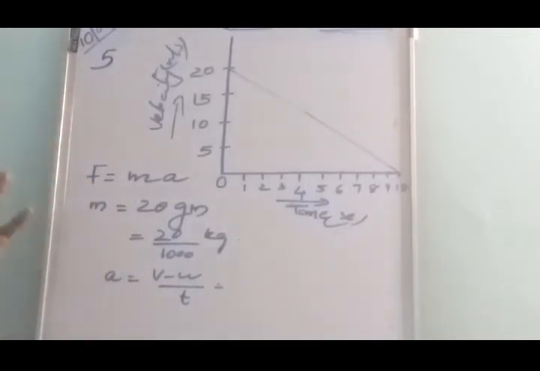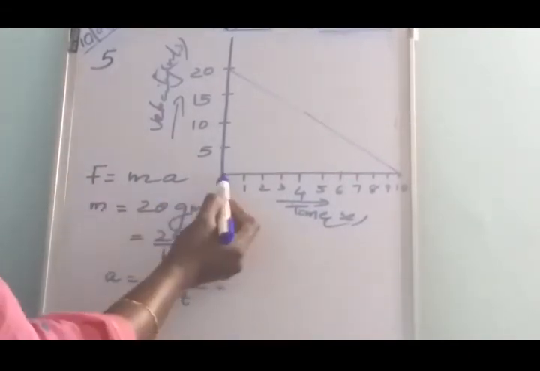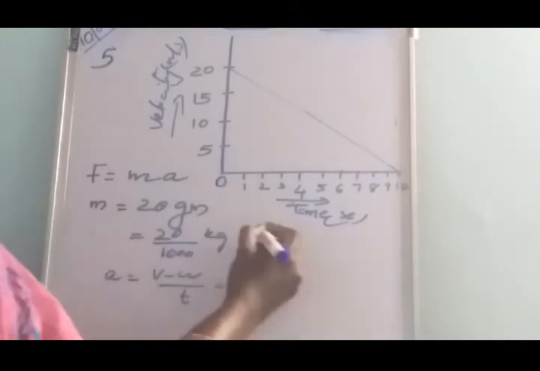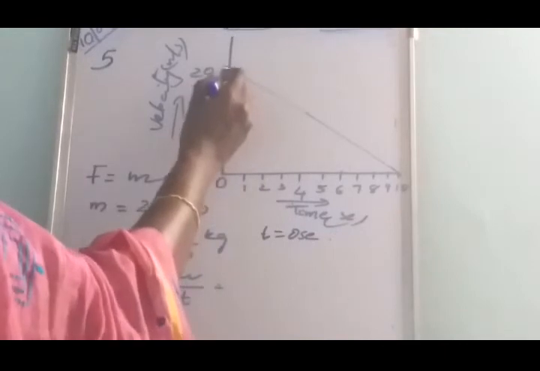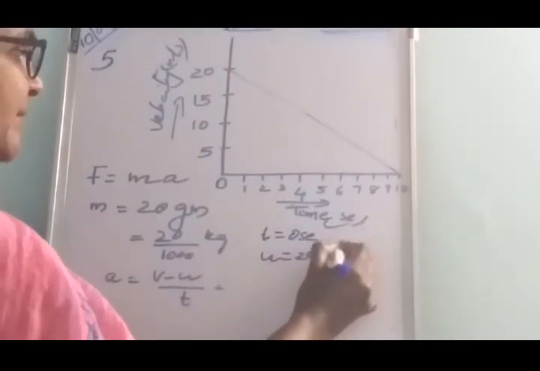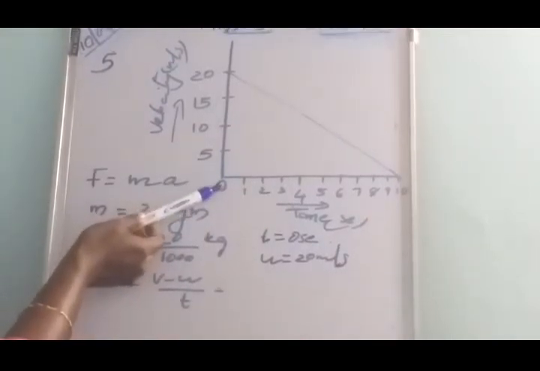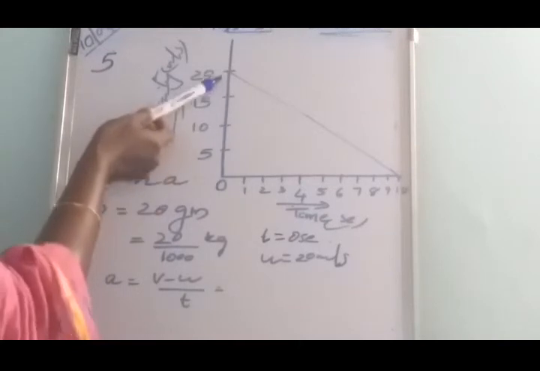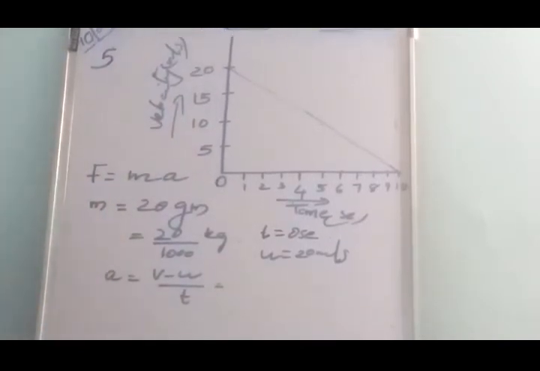From the graph, we should know u and v. What is u? What is the initial velocity? That is during the time 0 second. The initial velocity u is equal to 20 meter per second. That is the corresponding velocity during the time 0 second.